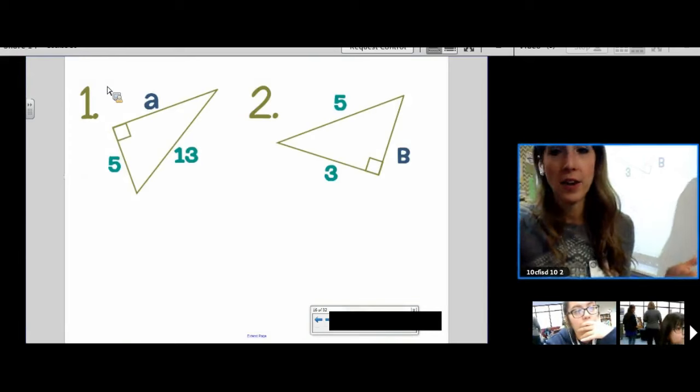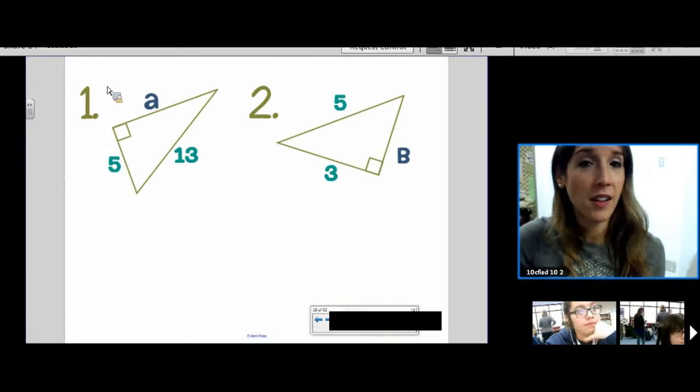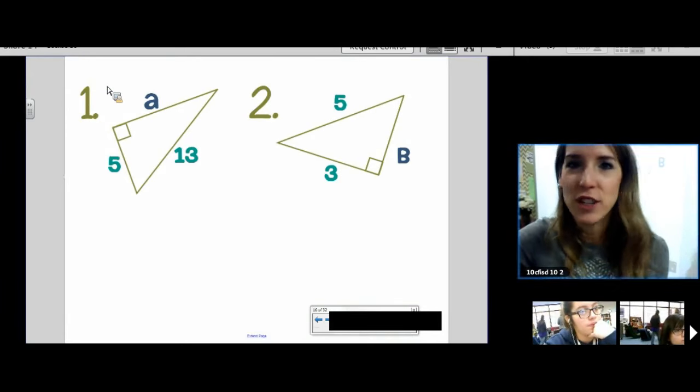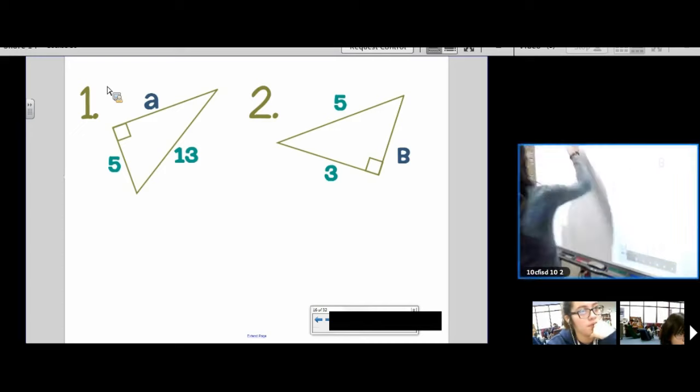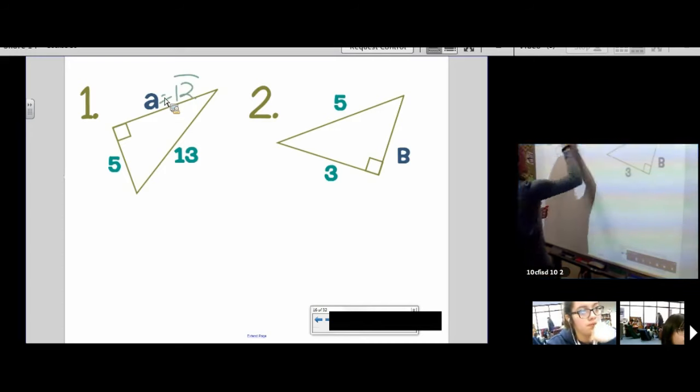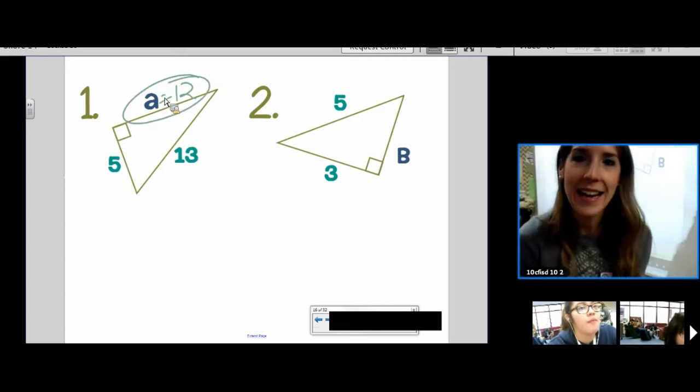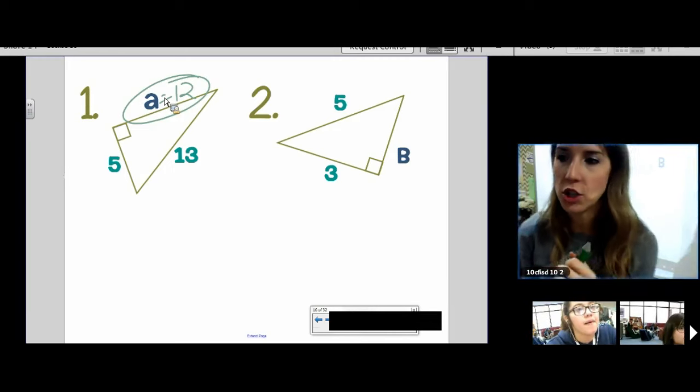The beauty of Pythagorean triples is that if you memorize them, kind of like perfect squares, you don't have to solve anything. You don't have to do any math. So if you've memorized 5, 12, 13, then boom, A is 12, and you did not do any Pythagorean theorem. You didn't have to show your work.